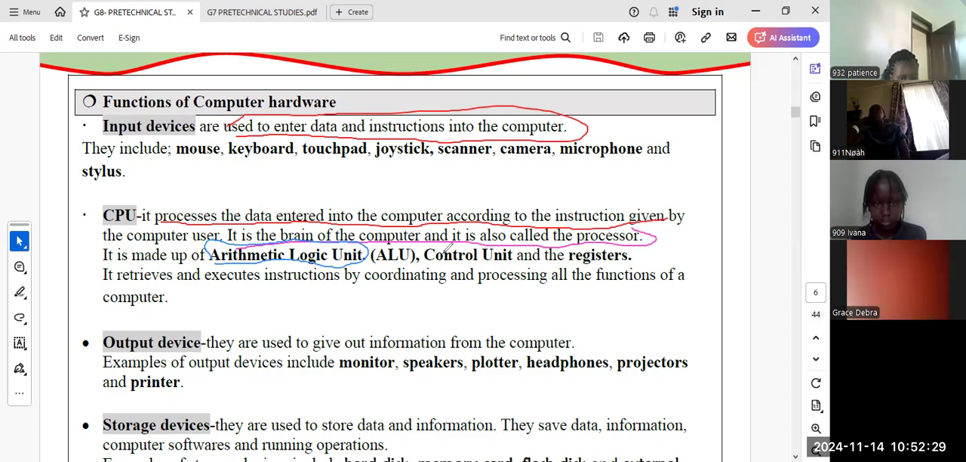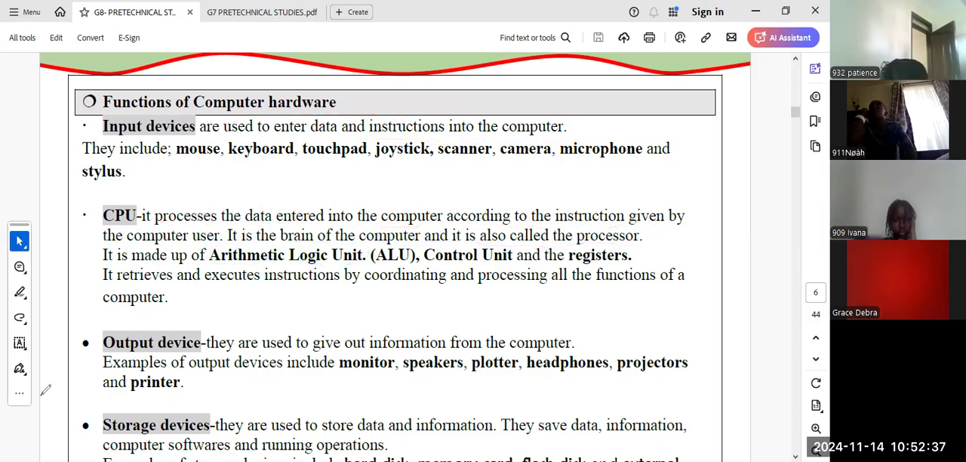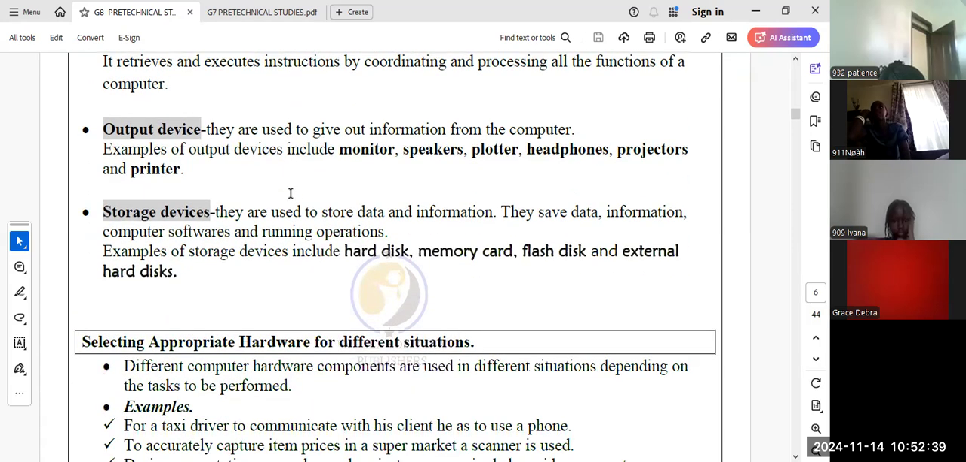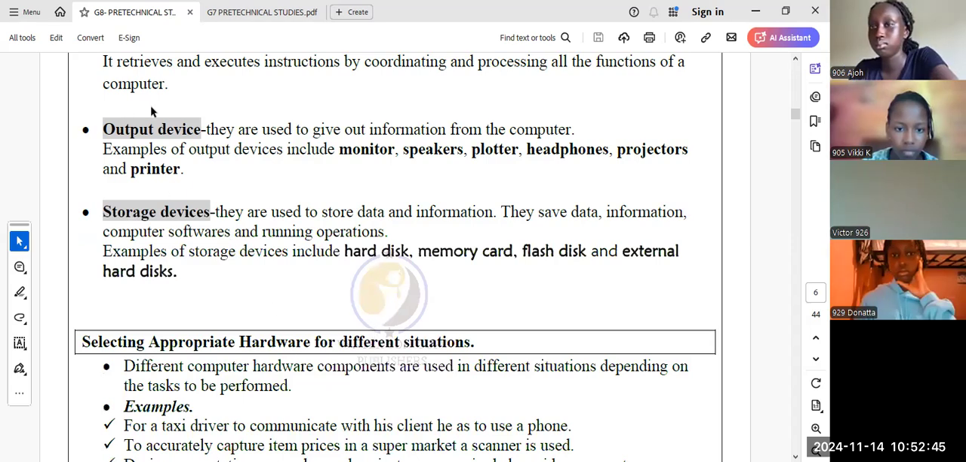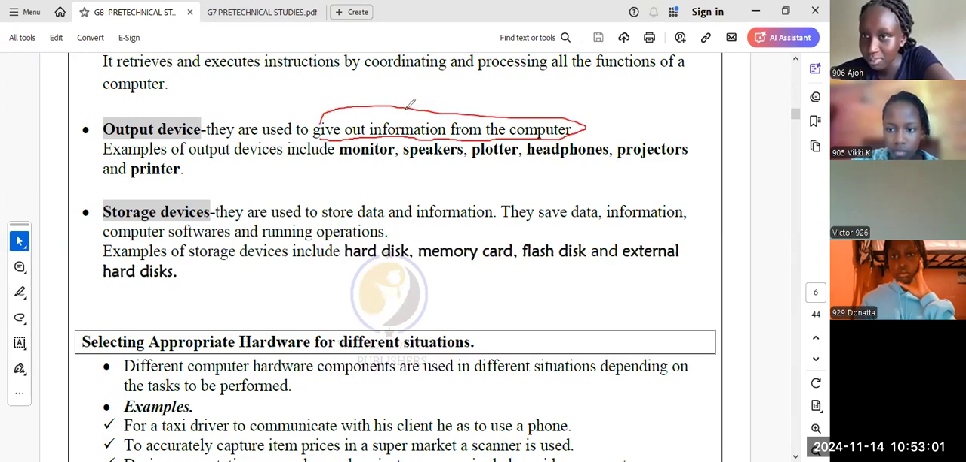Then we have what we refer to as the output devices. With output devices, what you should know is that, as the name suggests, output is the opposite of input. Input is used for typing and keying in data to the computer system. Output devices are used to give out information from the computer. That's why you refer to them as output, from the word out. So you get output devices.